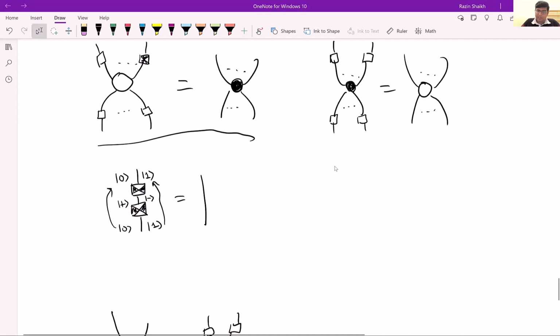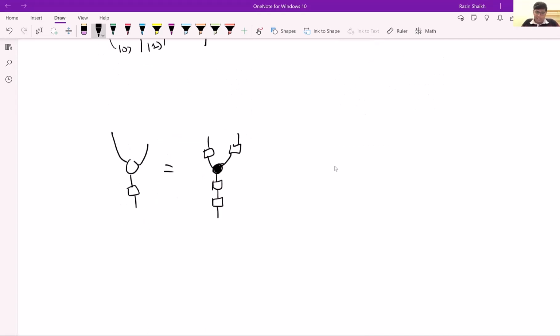Oh, sorry, I applied not that one, sorry. This one. So I applied that equation. Now we know that two color change boxes in a row is the same as identity, so it's just the same as the wire. And we can get this.